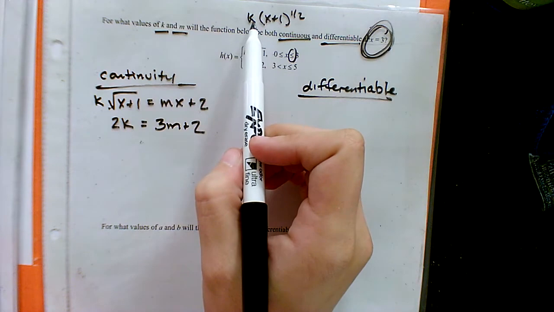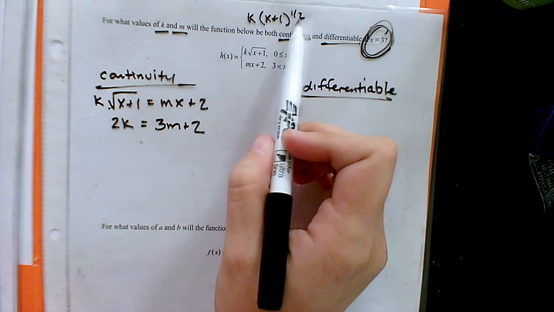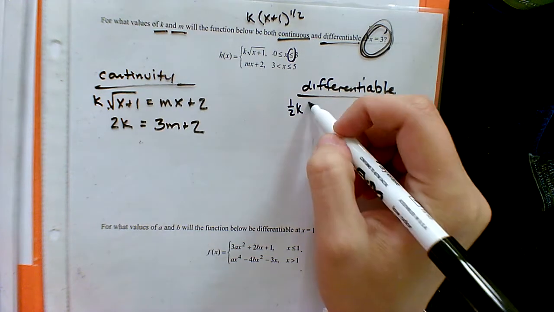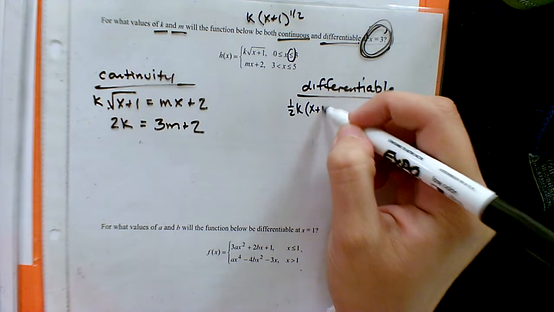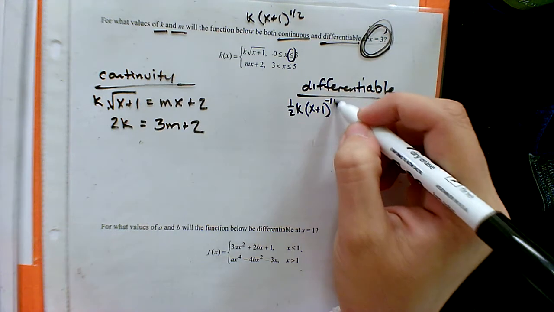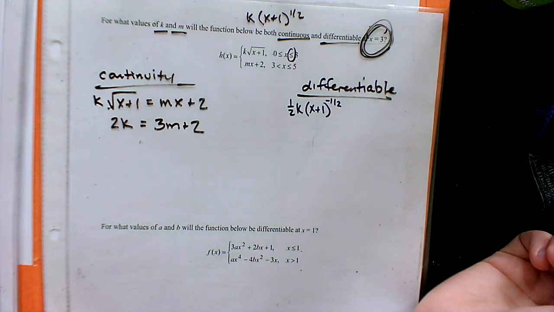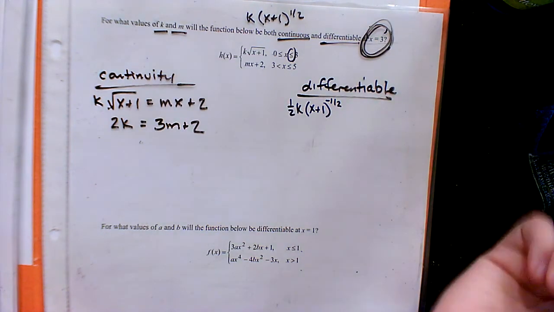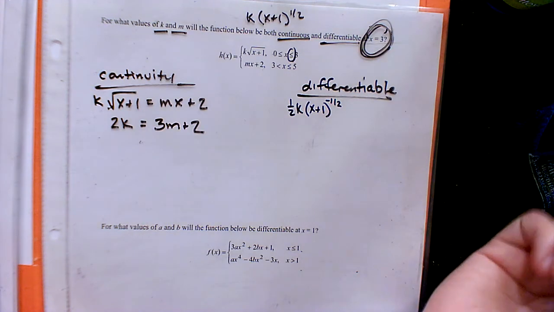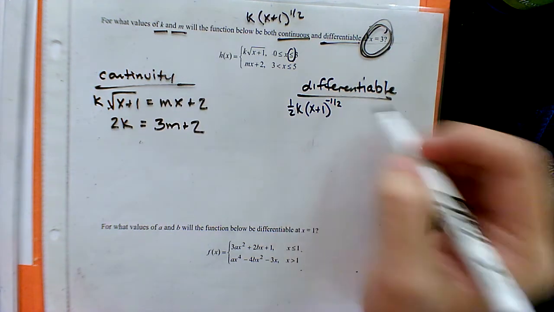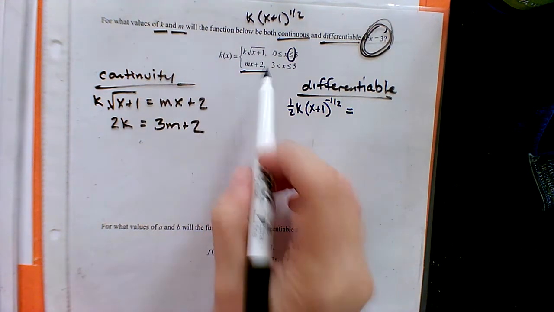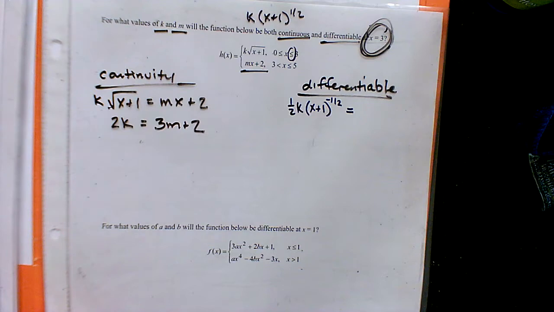So if k is a number, we'd take k times the 1/2. That's like bringing down the power. We'll keep the inside. Our new power would be -1/2. And then times the derivative of the inside, but that would just be 1. So there's our left-hand slope. What about the slope on the right-hand side? If m is a number, it's just going to be m.